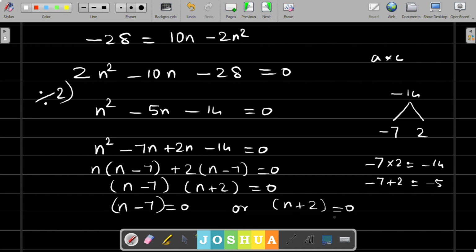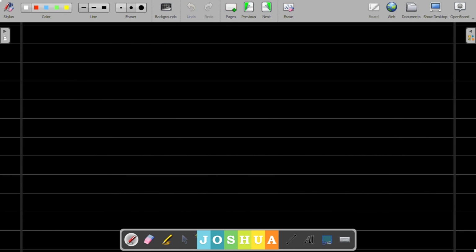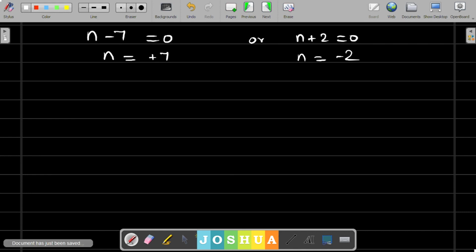Now with this, I come to the next part. If n minus 7 equals 0 or n plus 2 equals 0, then only the quadratic equation is valid. So there are two possible roots: n equal to plus 7 and n equal to minus 2. Here n refers to a particular term, and it must always be a positive integer. So n equal to minus 2 is the invalid option in this case.